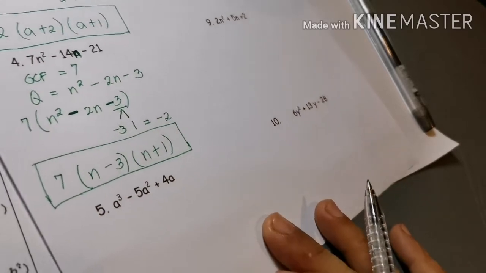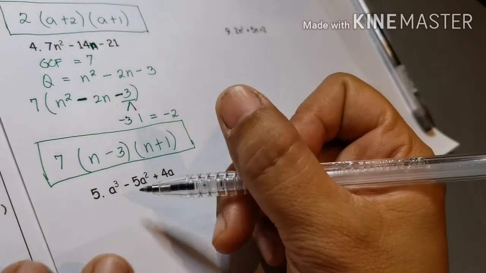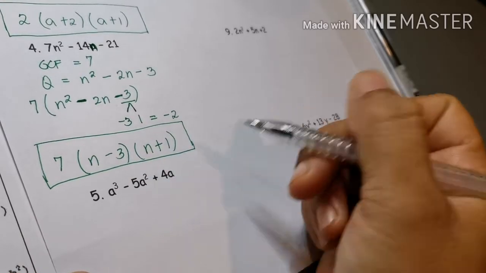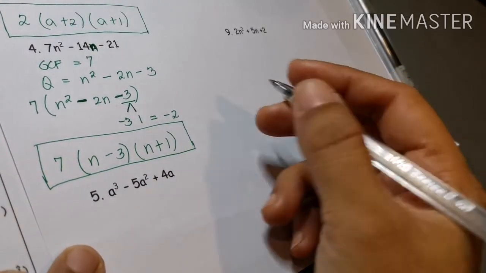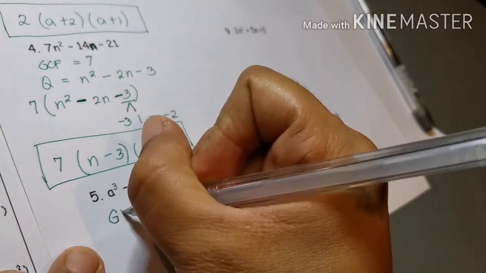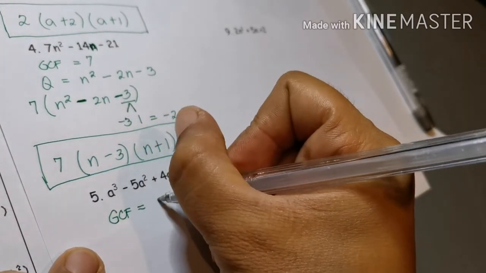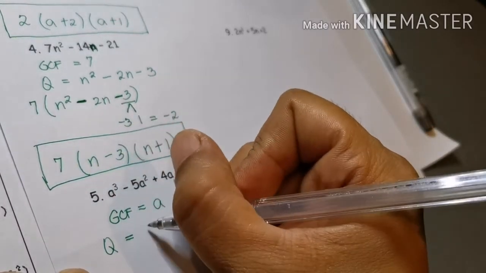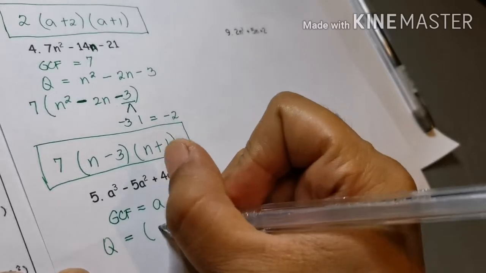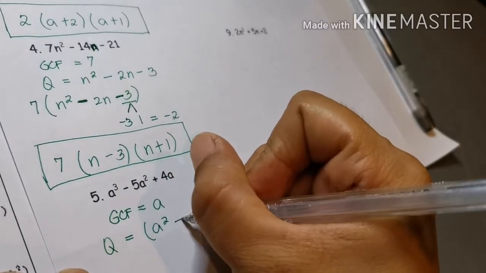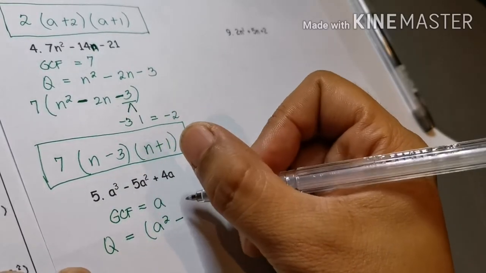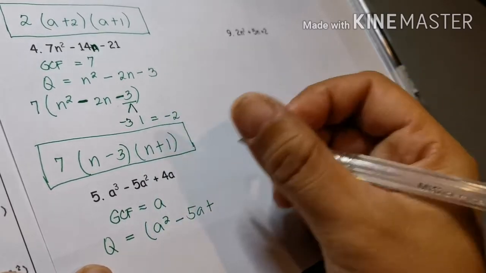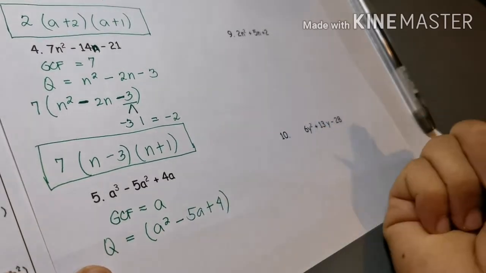Then let us proceed to number 5. We have a cubed minus 5a squared plus 4a. Do we have a GCF? Yes, and it is a. So our quotient is a cubed divided by a is a squared, minus 5a squared divided by a is 5a, plus 4a divided by a is 4.